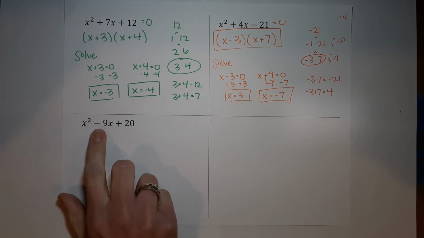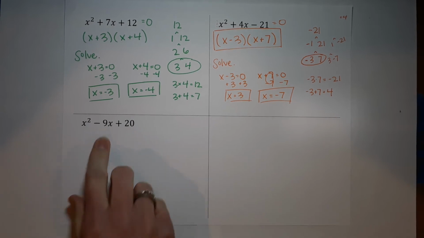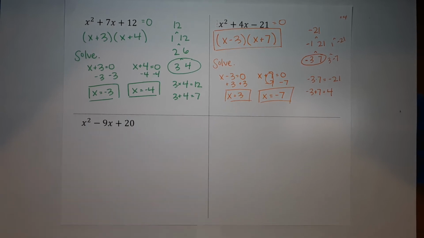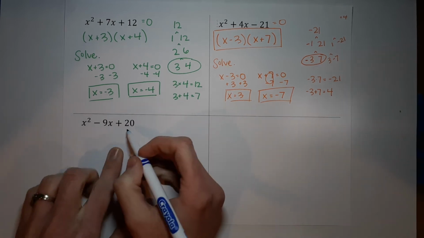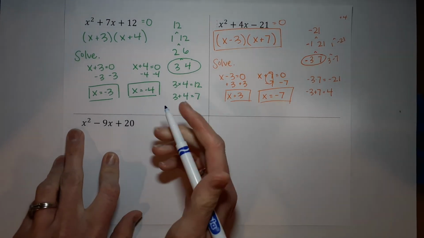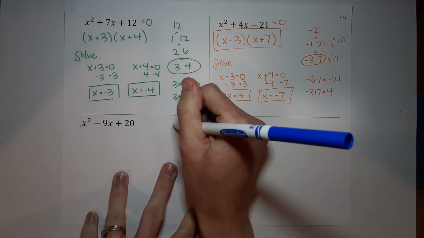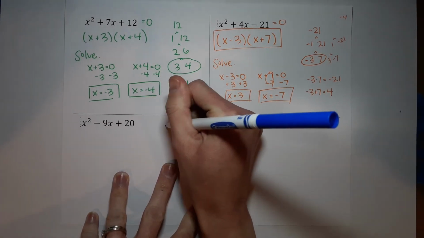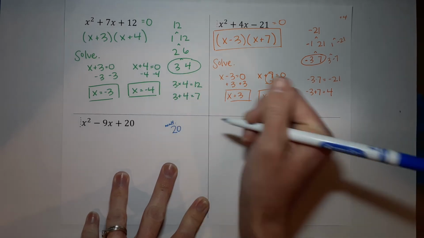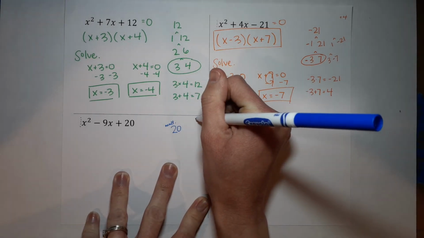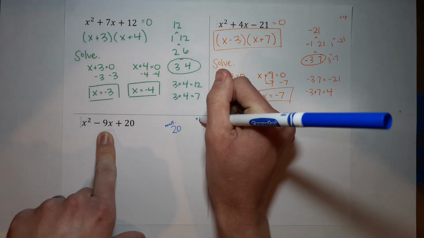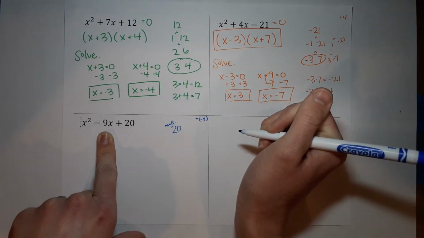This one, the middle number is the negative 9. Okay, so here we go with this one. Same thing we've been doing. 20 times 1, because there's a 1 here, gives me 20. So I am looking for a number that multiplies to 20, adds to negative 9.